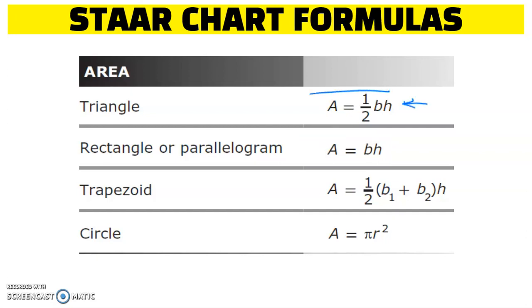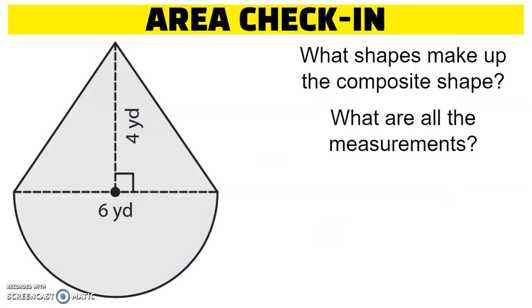So I'm looking at this formula, and I'm looking at this one, but remember, this is for a full one, so I'm going to have to end up dividing by 2. So I have to find the area of my triangle, and I have to find the area of my semicircle. I know this is 1/2 base times height.